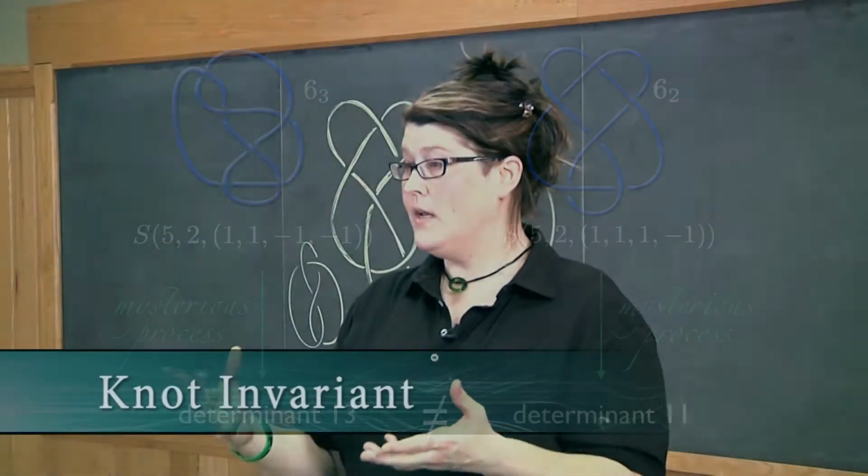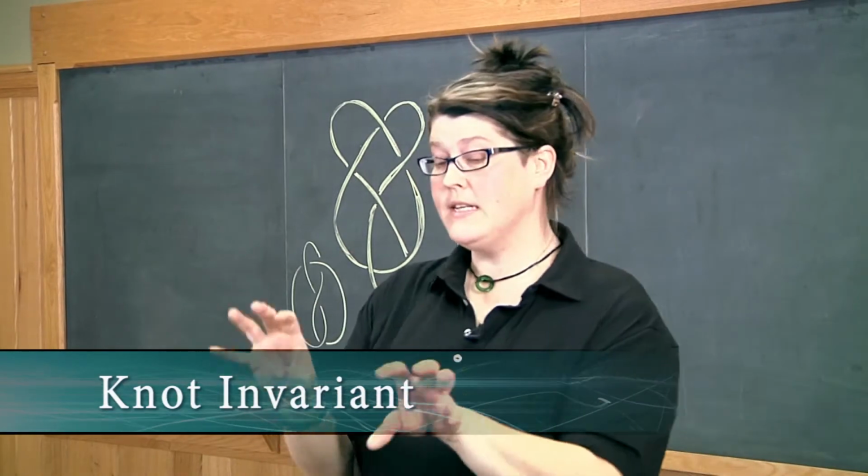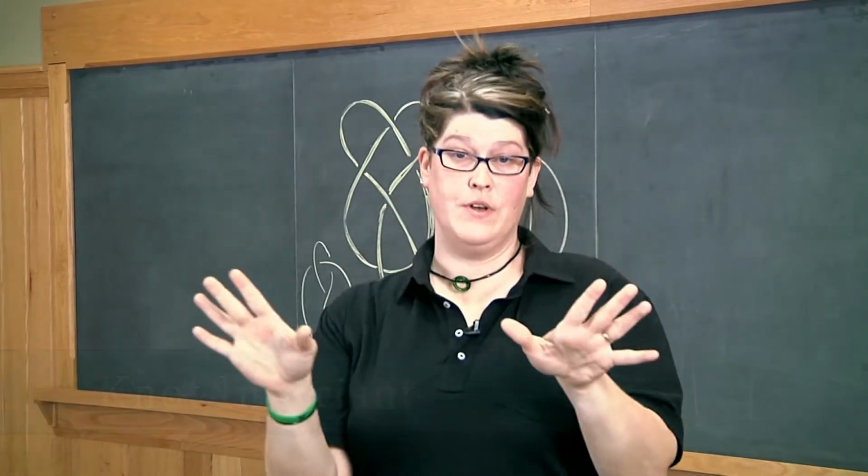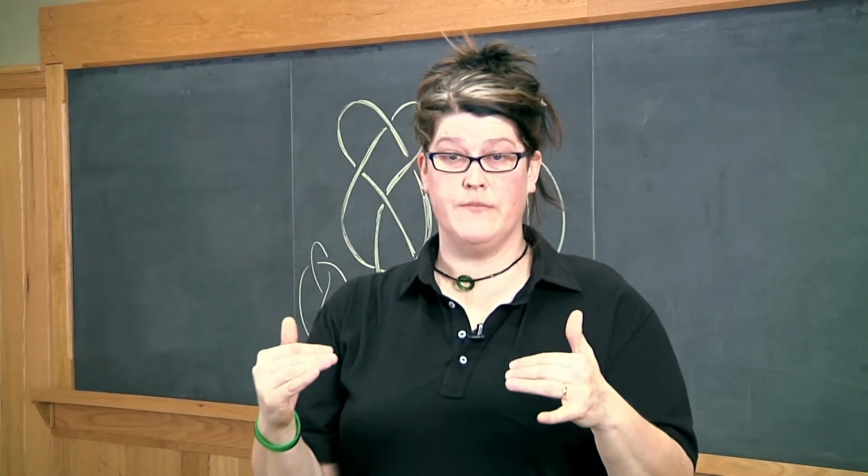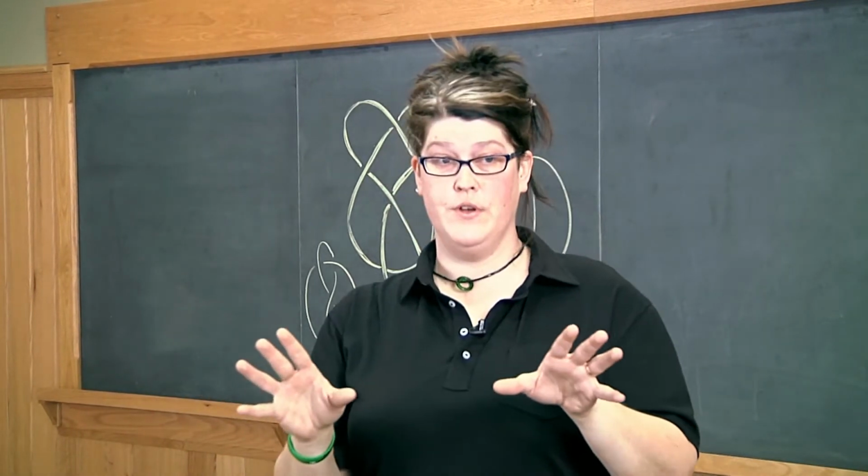And so the determinant is what's called a knot invariant. Since I got different determinants, I know for a fact that they were different knots. If I got 11 and 11, I would not have known that they were necessarily different knots. But if you get two different things, you know you have two different knots.